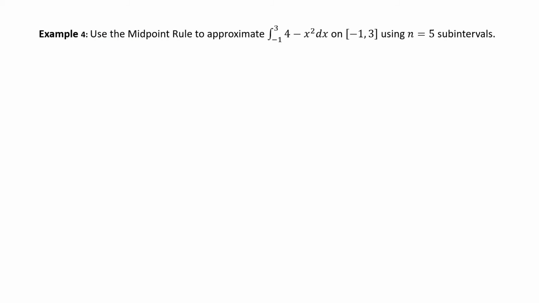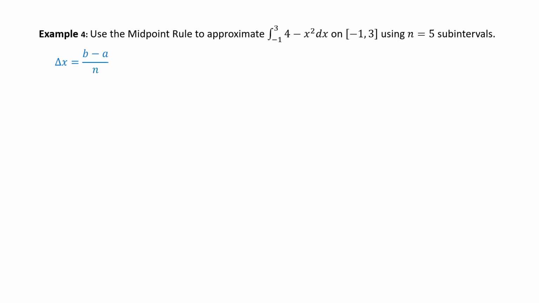Example: use the midpoint rule to approximate the integral from -1 to 3 of 4 minus x squared dx on the closed interval from -1 to 3 using n equals 5 subintervals. We'll begin this problem by computing the width of one rectangle.